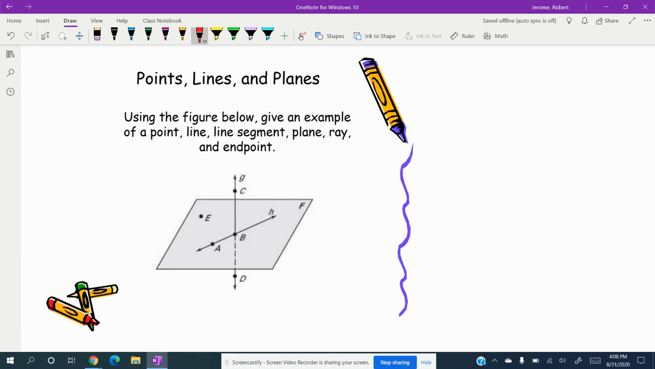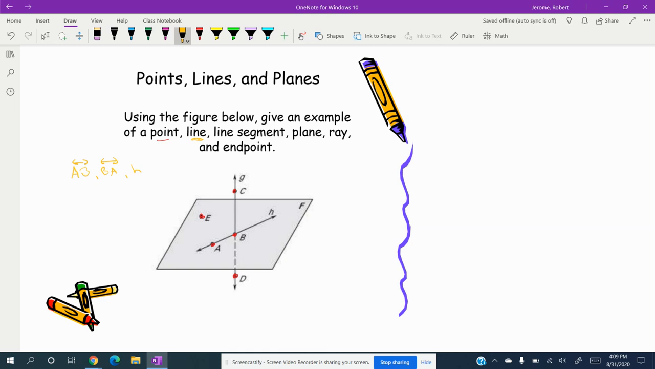So naming a point, we have a bunch of points. We have like point A, B, C is a point, D is a point, E is a point. F is not a point. G and H, those are not points. So we named points. Naming a line. Well, we've got two lines in this picture. We've got line AB, because it goes on forever in both directions. And we could also call it BA. We could also call it line h, the lowercase letter that was provided.